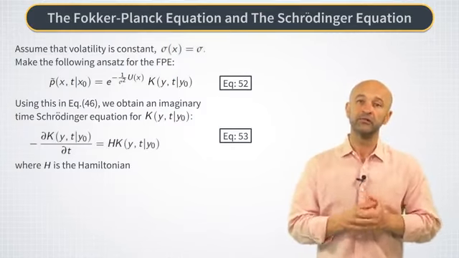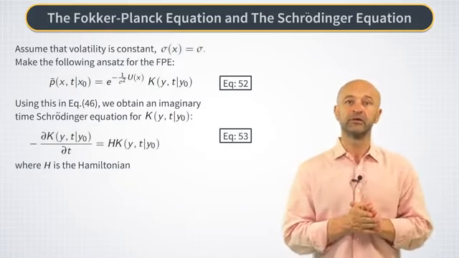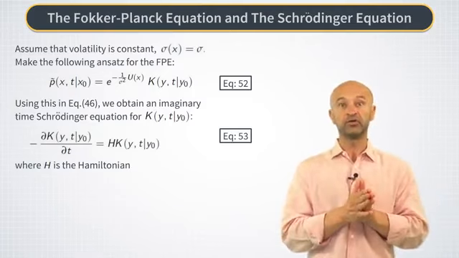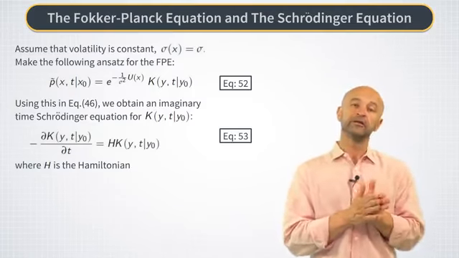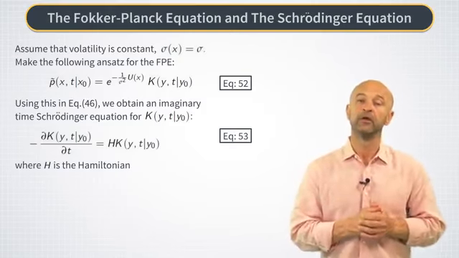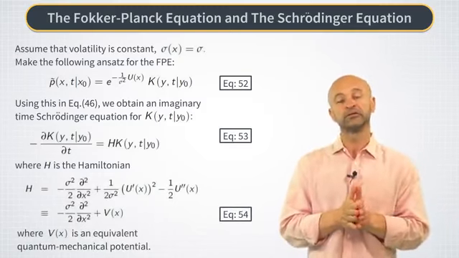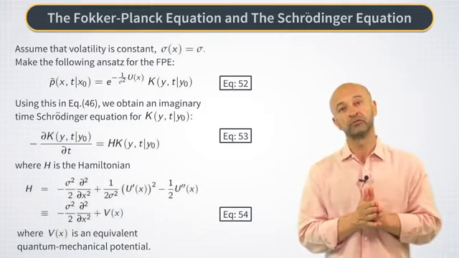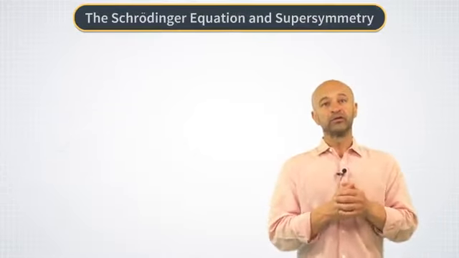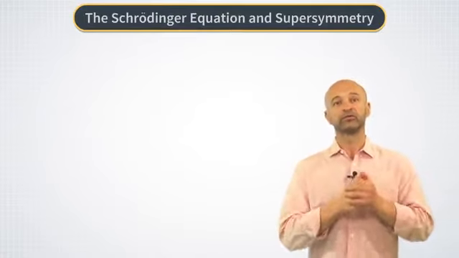So as a result, we find that the classical stochastic system is mathematically equivalent to quantum mechanics in imaginary time, with the variance sigma squared playing the role of the Planck constant. The Hamiltonian for the resultant Schrödinger equation for this case is shown in equation 54. And it turns out that this Schrödinger equation has many interesting properties.